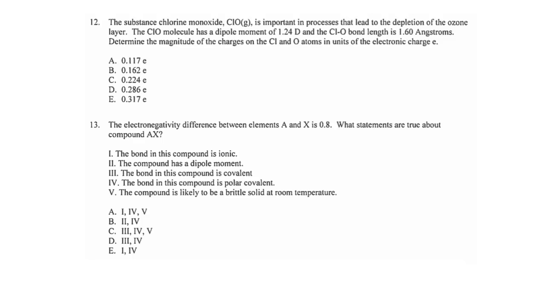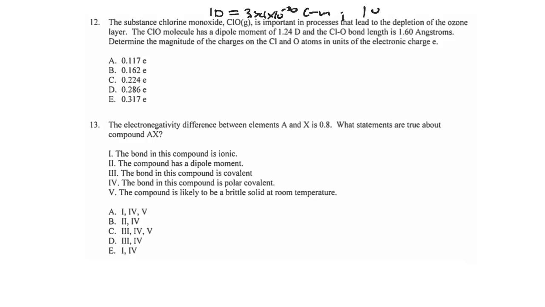So the substance ClO, important in the depletion of ozone. The ClO molecule has a dipole moment 1.24, a bond length 1.64 angstrom. The only thing I would say about this problem here, you would have the conversion factors given. That's one of the reasons why I chose this problem. You would still have 1 D is 3.34 times 10 to the minus 30 coulomb meters given. I think it was neglected from this problem. Maybe it was on an equation sheet somewhere else.